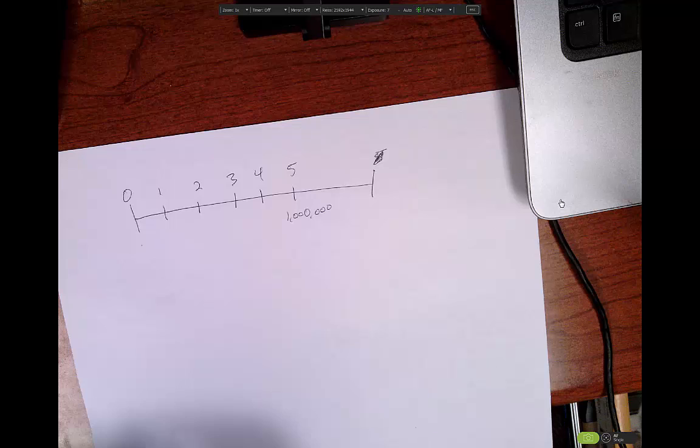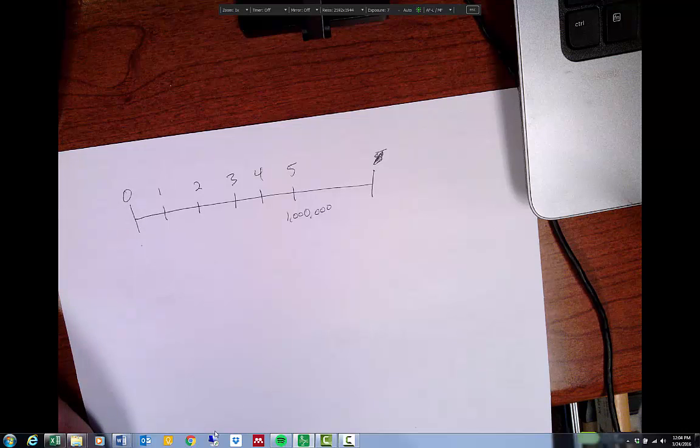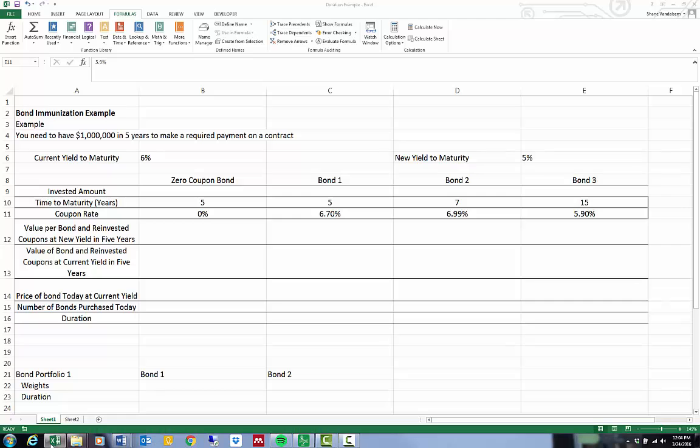So just to work a quick example of this, going back to our spreadsheet, I'm going to go with bond 2 in this case because I want to demonstrate a principle here for you. Bond 2 has 7 years to maturity. It has a coupon rate of 6.99%. And all these bonds currently have a yield to maturity of 6%. Then what we're going to do is find out what happens when we change that yield to maturity to 5%.